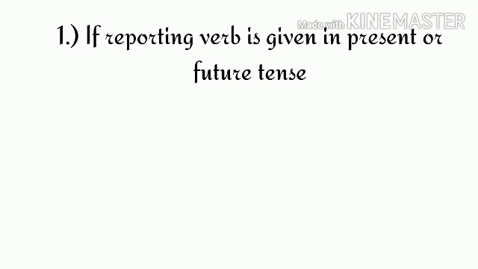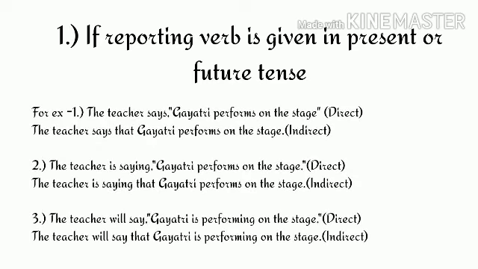The first rule is, if the reporting verb is given in present or future tense, for example, the teacher says, the reporting verb here is in present form, then there will be no change in the verb or tense of reported speech. So, for example, the teacher says, "Gayatri performs on the stage." You can see "the teacher says" is the present form of the reporting verb, and so the reported speech will remain the same while changing it into indirect speech. So the indirect form of the sentence will be, the teacher says that Gayatri performs on the stage. You can see the reported speech is not changed.